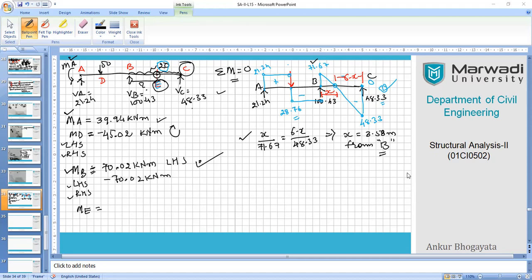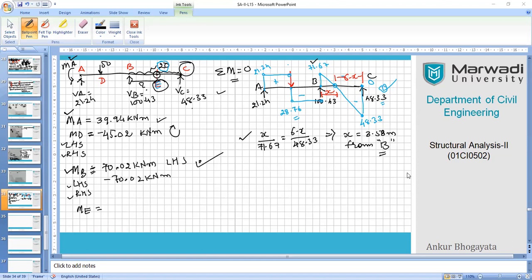So it's a nice interaction, and this is the best way of doing numericals on an online platform, where students are also participating, they are also calculating, they are also actively involved in calculation. So take one more 2 minutes and give me the answer once you are ready with your answer of ME, the moment at E.